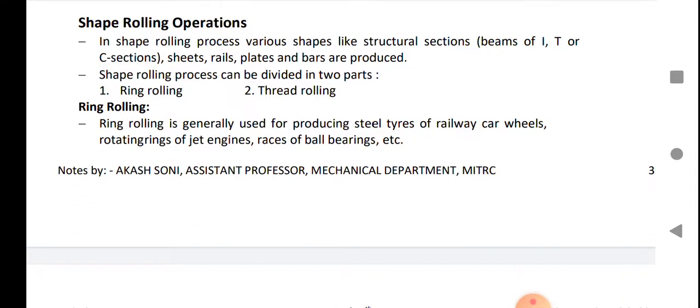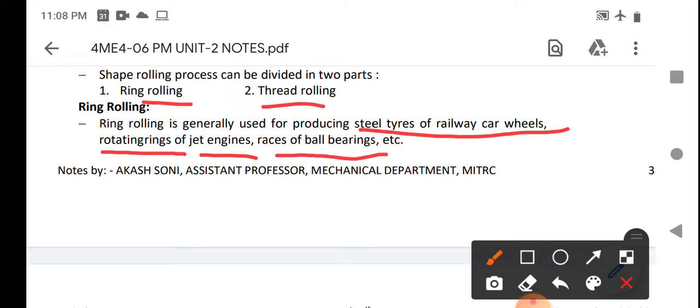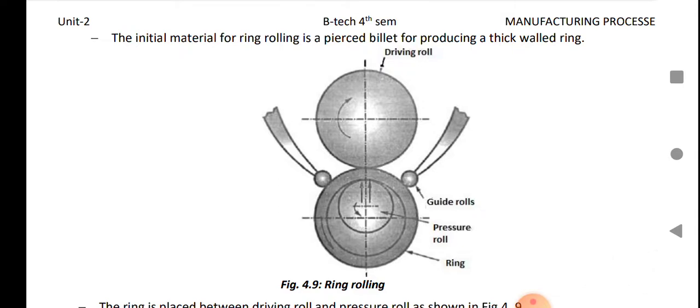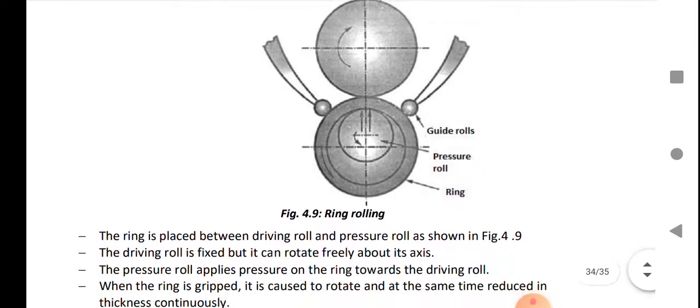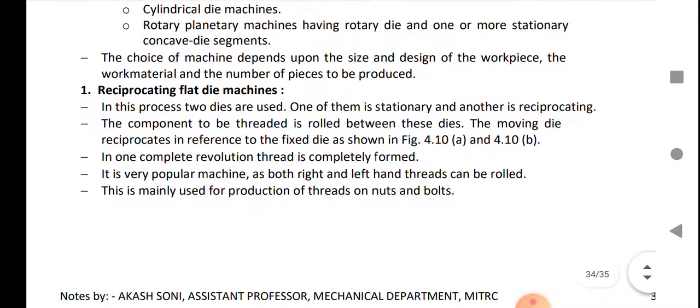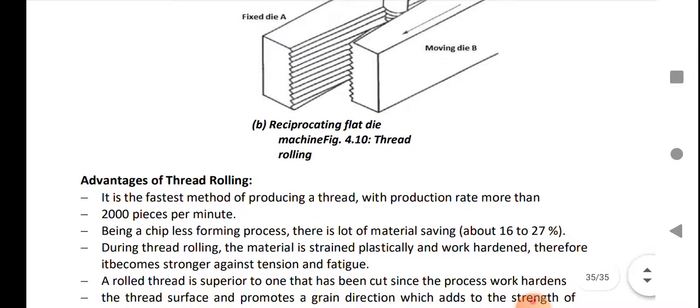In shape rolling operation, there are ring rolling and thread rolling. Ring rolling is generally used to produce steel tires of railway car wheels, rotating rings of jet engines, races of ball bearings, etc. As you see in this figure, we produce a thick walled ring by the process of cold rolling operation. Now let us see the thread rolling operation.